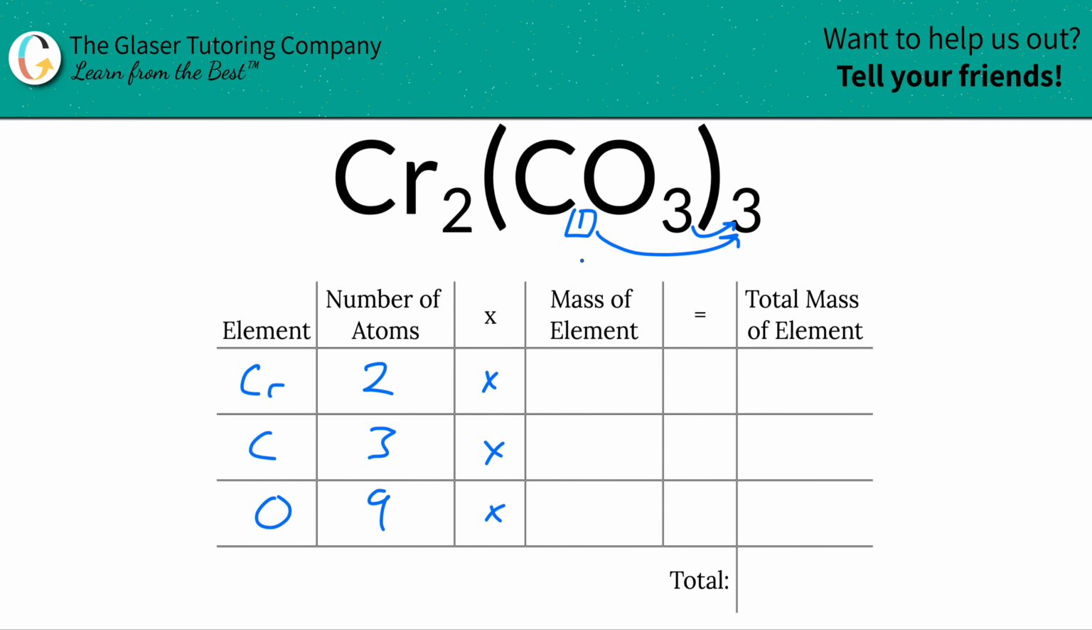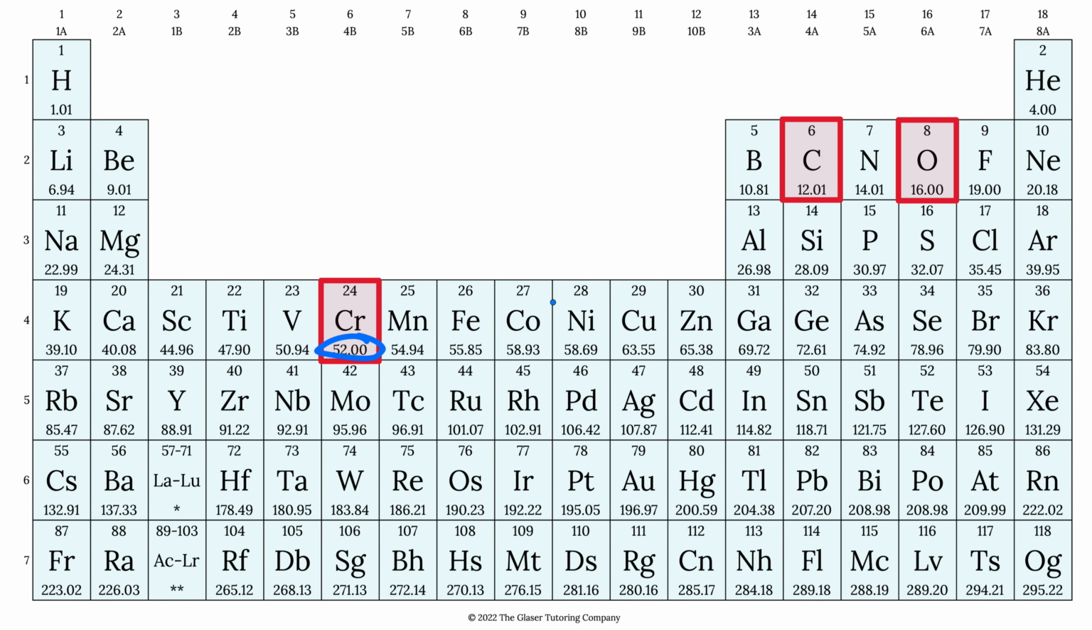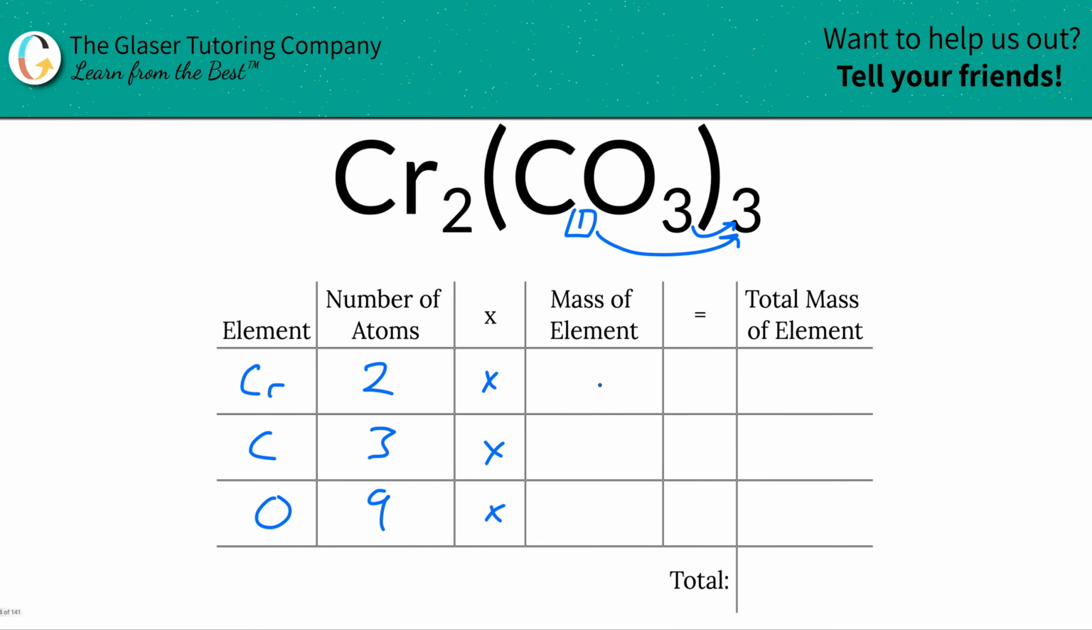Where do we find it? Periodic table. Let's take a look. Chromium is 52. Carbon is 12.01, oxygen is 16. Those represent the masses. The magnitudes, that is, the units can be gram per mole or AMU, depending upon if you're finding molar mass or molecular mass. I'm just going to plug in the magnitudes here, right? So the chromium atom weighs about 52 units of mass, carbon is 12.01, and oxygen is going to be 16.